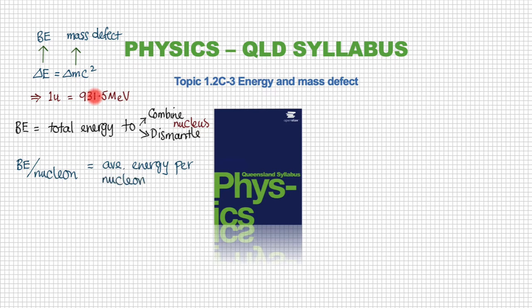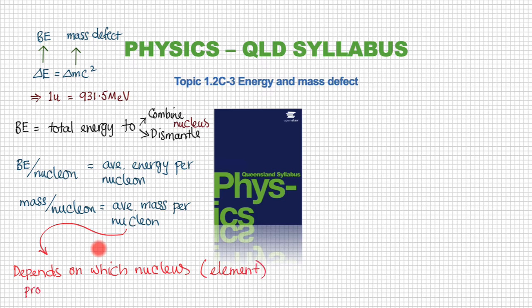To make it a little more specific to the energy required per nucleon, we used this ratio, binding energy per nucleon. We said that represents the average energy per each proton or neutron. And the other definition that was important was this mass per nucleon, which represents the average mass per nucleon. In other words, we can say that the mass of a proton or neutron depends on which nucleus it is found in.